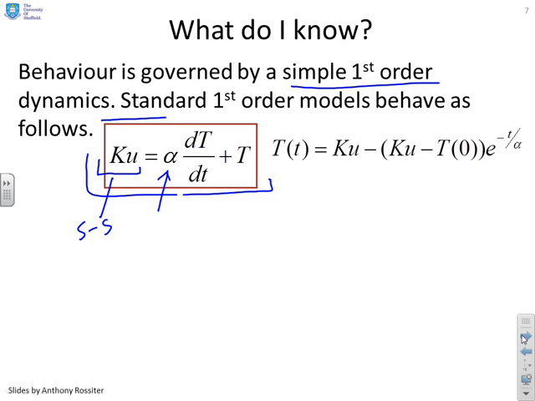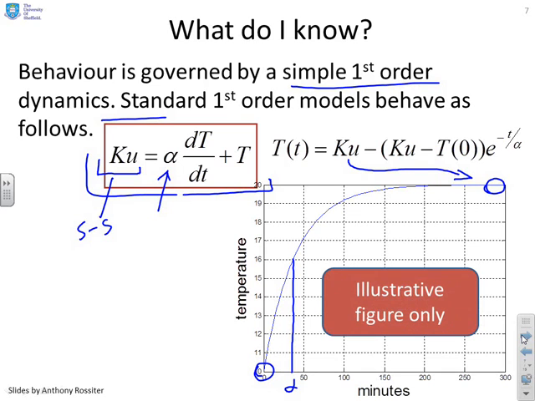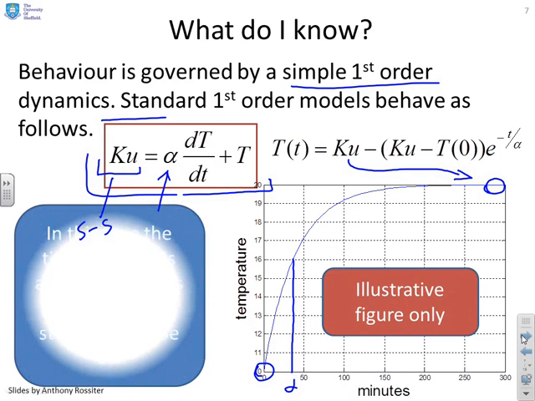If I solve this, you'll see I get that formula there, but it's probably easier to plot it. What you'll see is you have an initial value and a final value, and the final value is given by that Ku term. And then the only question is, how quickly do I go from the initial value to the final value? There's a way of working that out which I'm not going to dwell on, but what you'll see is you end up with a time constant, and alpha is somewhere around here. I'm being approximate. This figure is illustrative only.